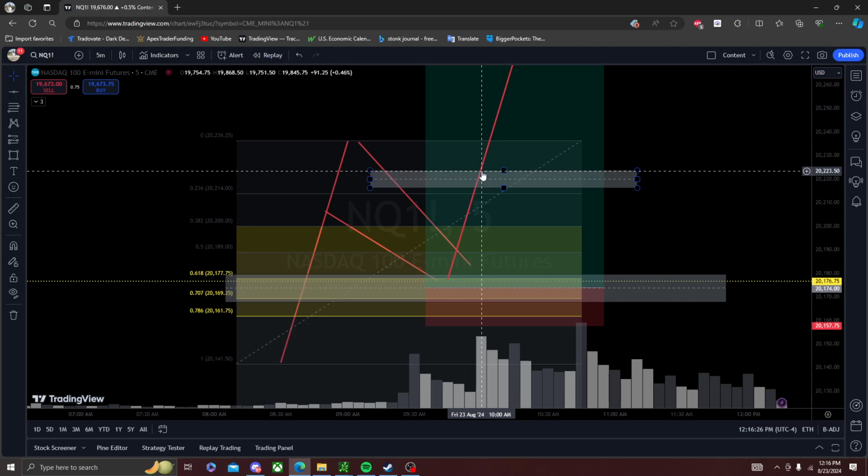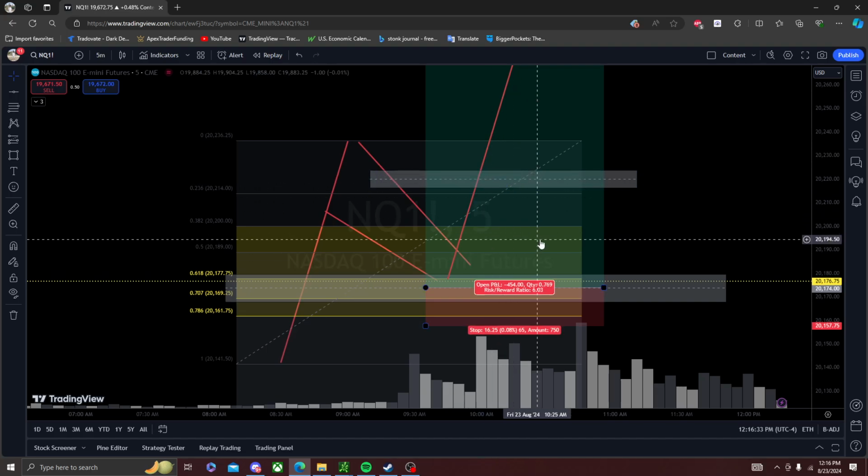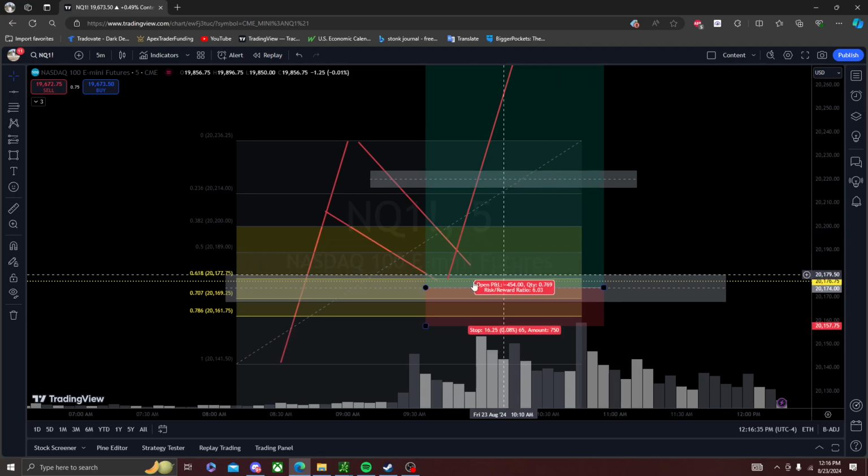That way I have a completely risk-free trade. So even if price was to actually pull back, I'm still going to be walking out with something, and I'm not going to be walking out fully red.